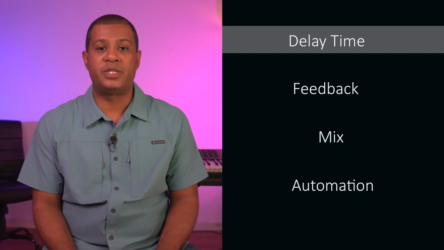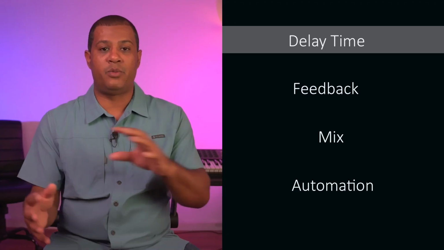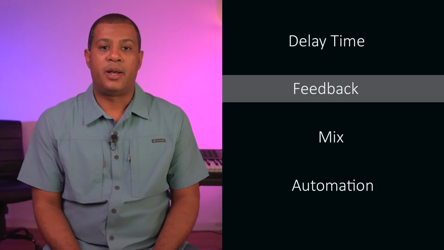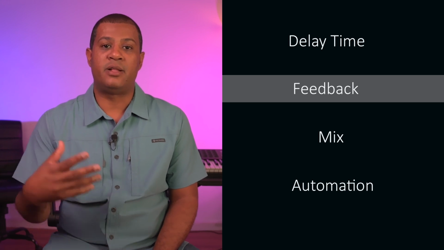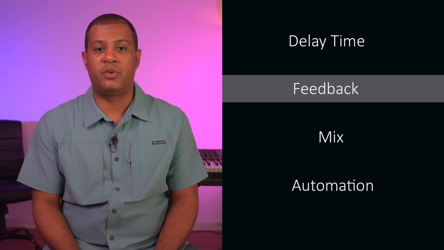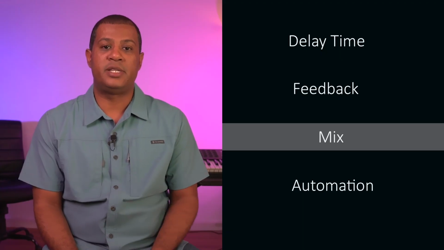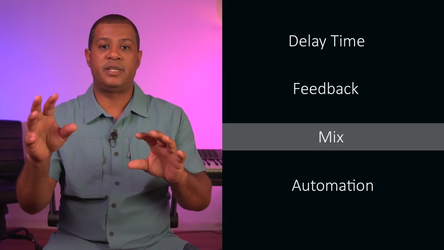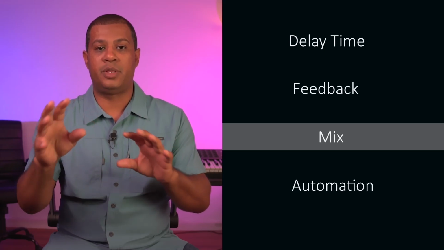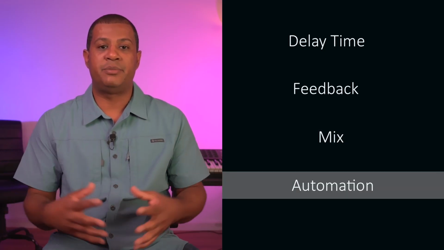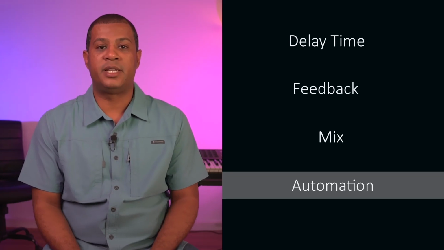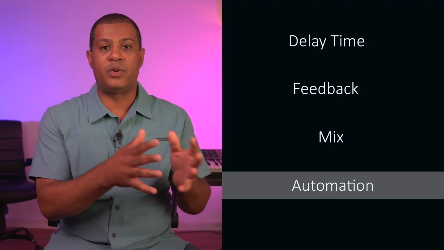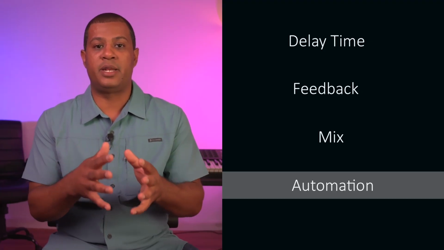So once again, the delay time is the time between when the original signal goes by and the delay comes in. The feedback is going to tell the delay how many echoes you want to have. The mix is the difference between the original signal and the delay signal. It's the volume difference between those two. And the automation basically is telling the plugin when you want the delay to work, at what time you want this delay plugin to come in.